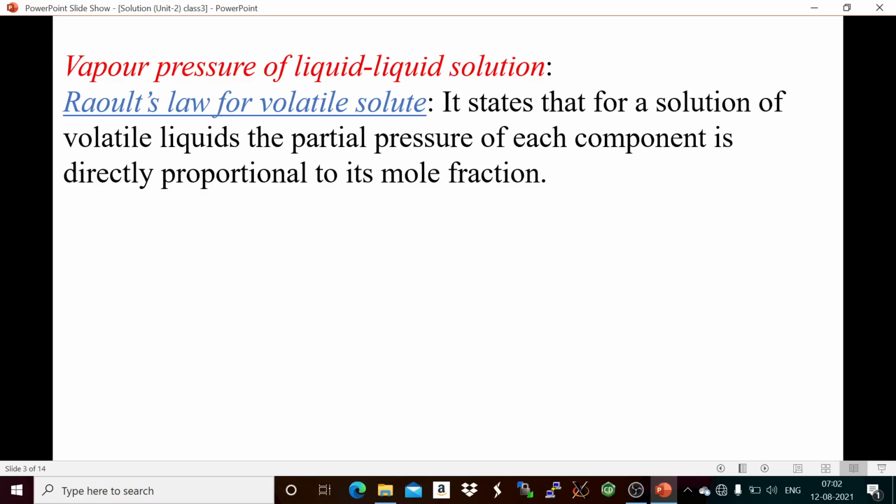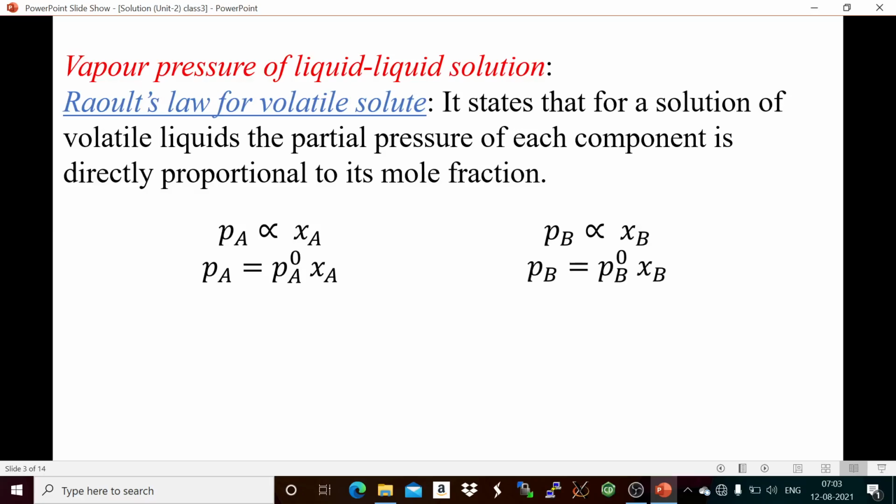So here there are two components, both liquids. Let us consider two components A and B. According to Raoult's law, the vapor pressure of component A is directly proportional to the mole fraction of component A. If we remove this proportionality symbol, we have to use a proportionality constant. So PA is equal to PA naught XA. Similarly, PB is proportional to XB, so PB is equal to PB naught XB.